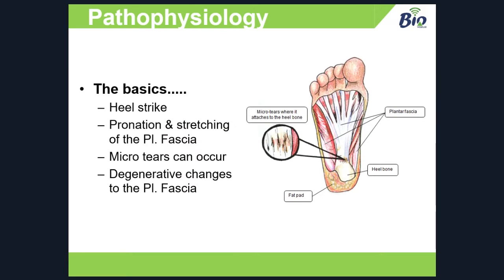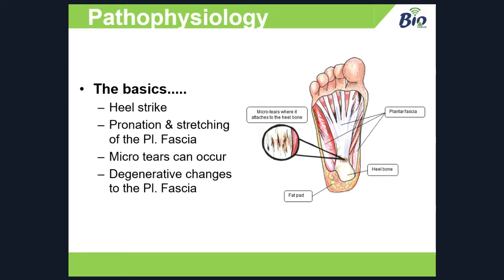So this is really basic pathophysiology. It's usually quite a good way of explaining to your patients as well, but as I say, we'll go into it in more depth. So when we take a step or we walk, the heel makes contact with the ground first on the lateral border. Just as it starts to make contact, the tibia turns inwards, the foot pronates, and this puts a stretch on the plantar fascia, and the arch flattens.